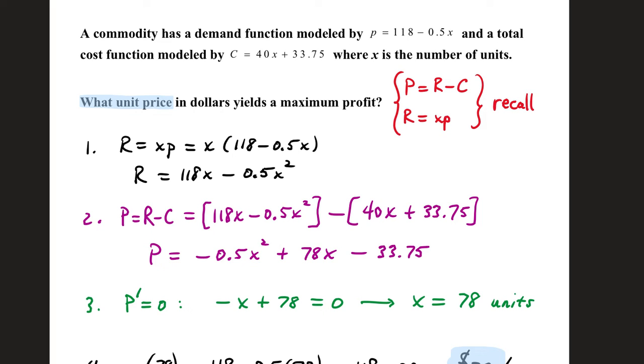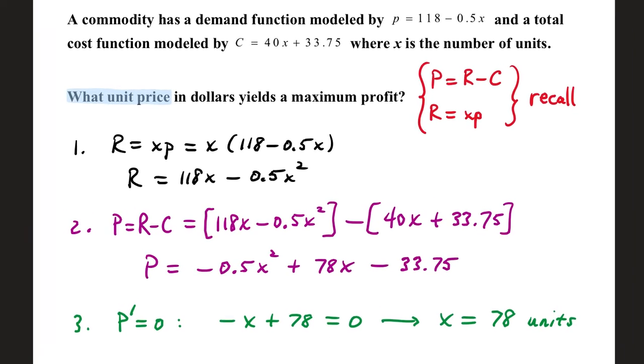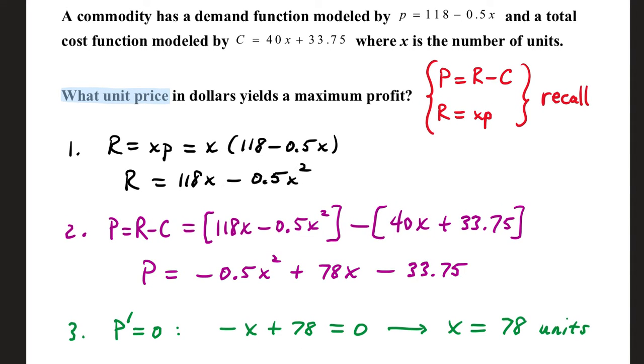A commodity has a demand function modeled by lowercase p equals 118 minus 0.5x, and a total cost function modeled by capital C equals 40x plus 33.75, where x is the number of units. What unit price in dollars yields a maximum profit?